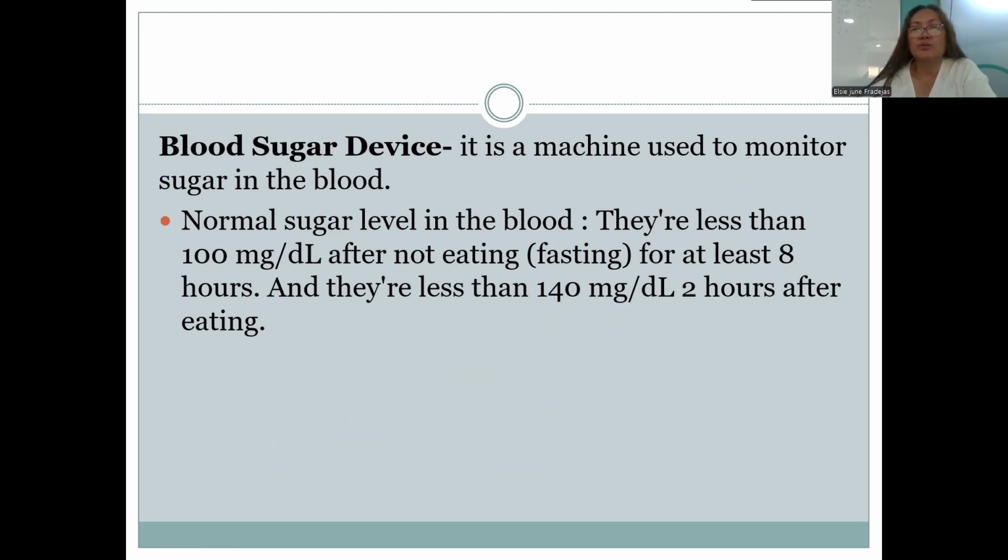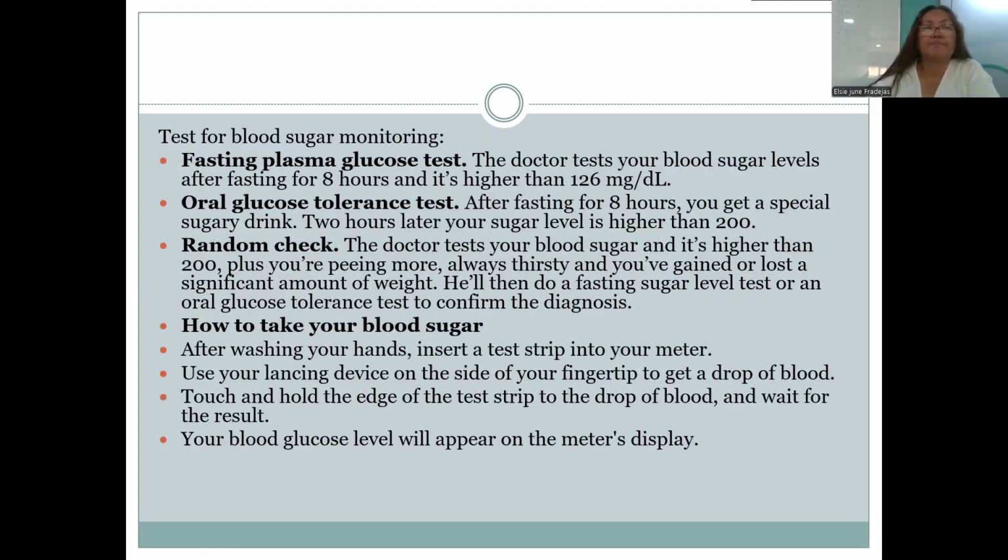What is the normal sugar in the blood when the person is fasting for 8 hours? It's less than 100 mg per dl. And if the person just took her meals 2 hours before the test, the normal reading should be 140 mg per dl or below. Now, there are tests for your blood sugar monitoring.